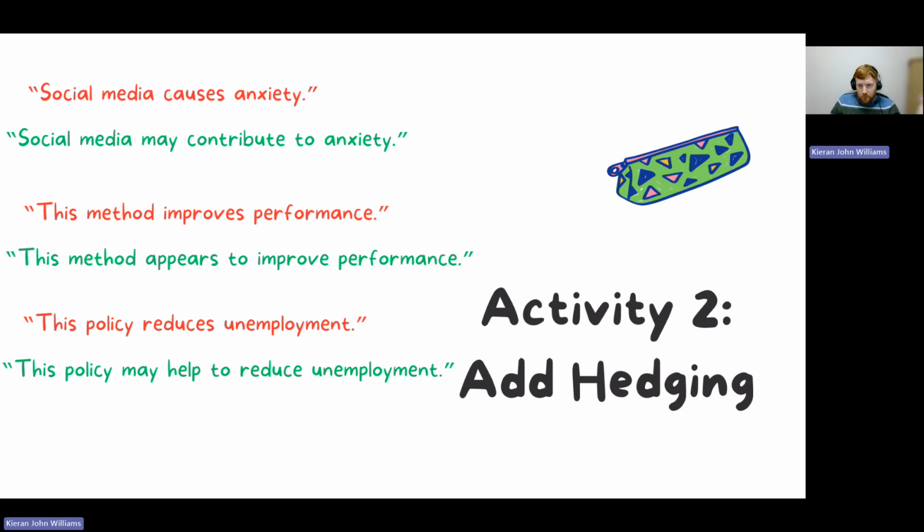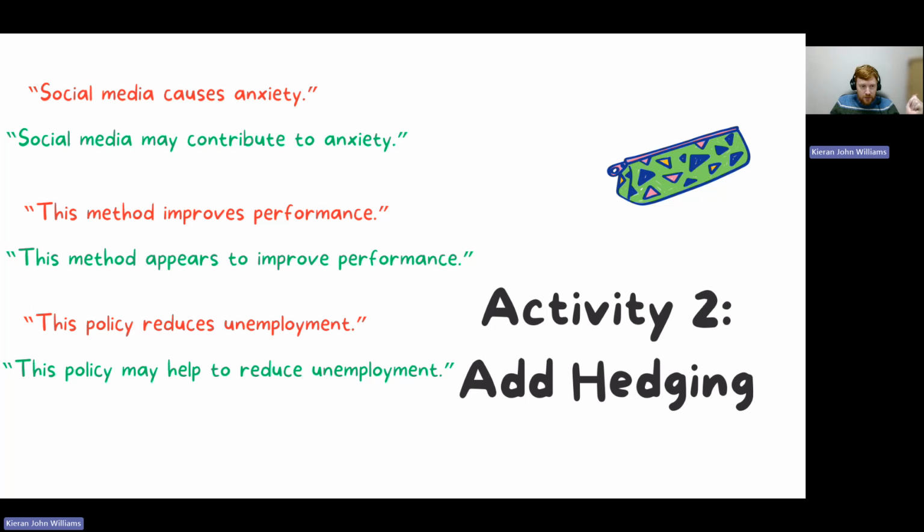Okay, so for example, we had social media causes anxiety, quite a big claim, but this could become social media may contribute to anxiety. It's not the only factor. Yeah? So notice how we avoid making a direct cause and effect claim here. Now for the second one, this method improves performance becomes hopefully something like this method appears to improve performance. These changes make this statement a bit more cautious and a bit more realistic.